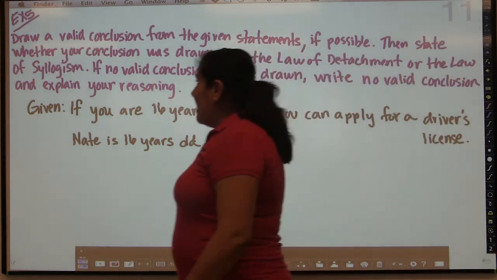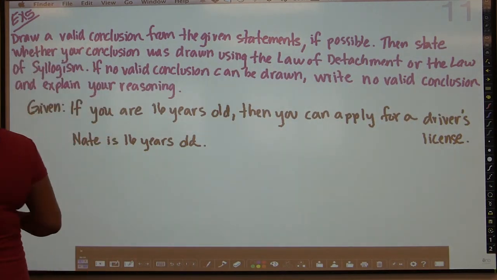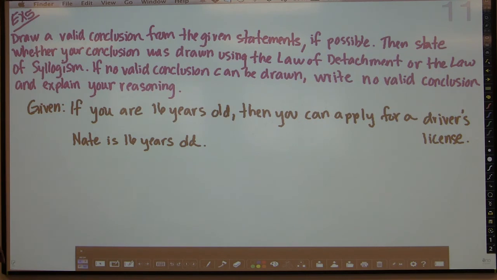And in this last example, we're kind of trying to put everything together. So it says, draw a valid conclusion from the given statements, if possible. Then it says, state whether your conclusion was drawn using the law of detachment or the law of syllogism. And in some cases, both. If no valid conclusion can be drawn, write no valid conclusion and explain why. Okay, so here we go.